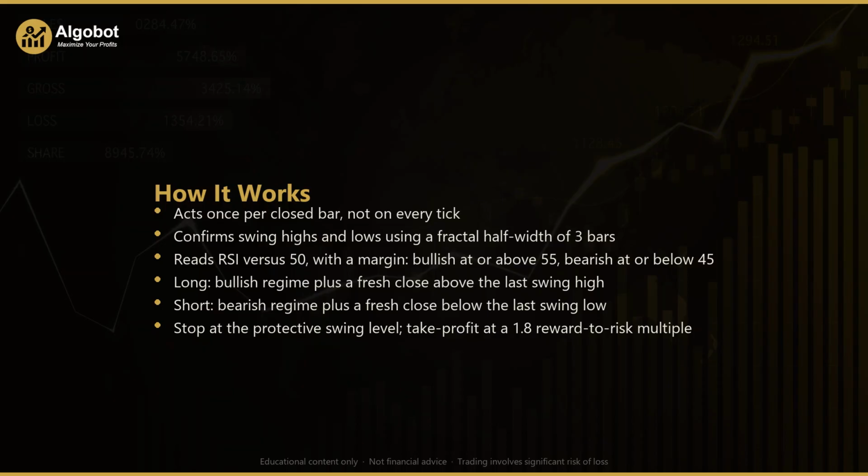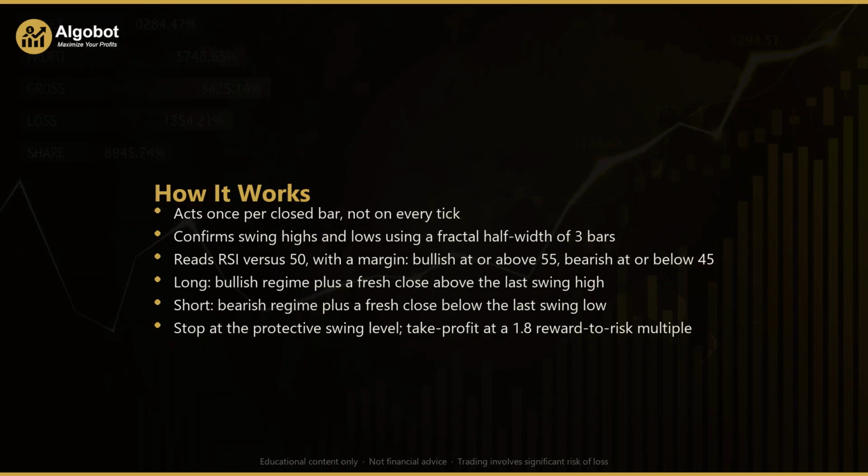Now the entry. A long setup is signaled when two things are true at once. Momentum must be bullish, and the freshly closed bar must close above the most recent swing high, while the bar before it was still at or below that level. That second detail matters. It makes the move a genuine, fresh break of structure, rather than a late chase of a level that price left behind long ago.